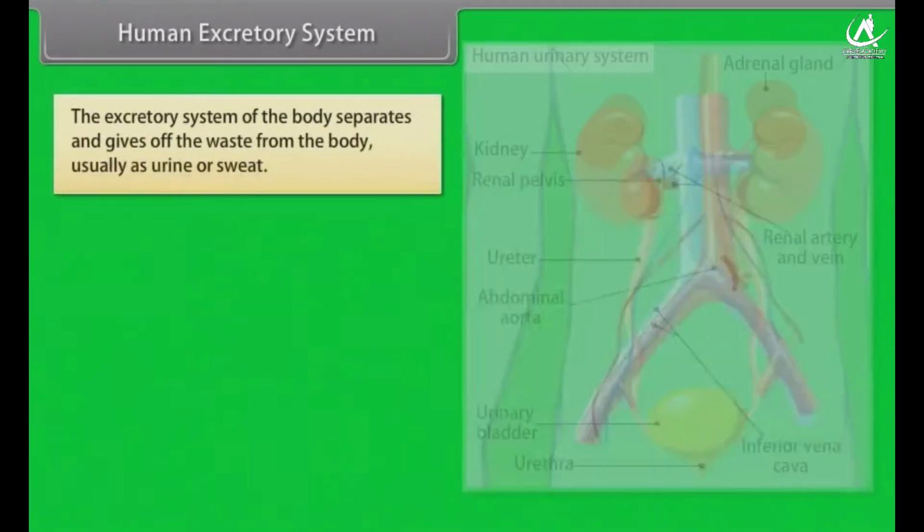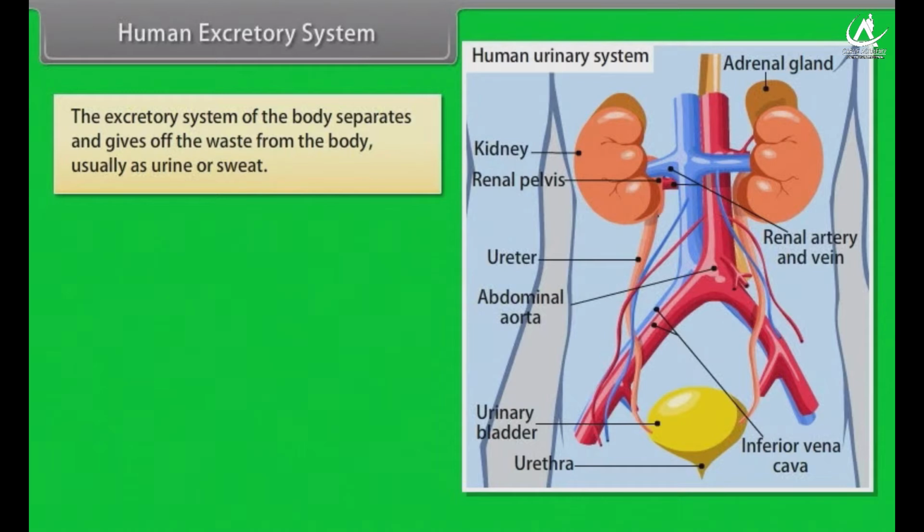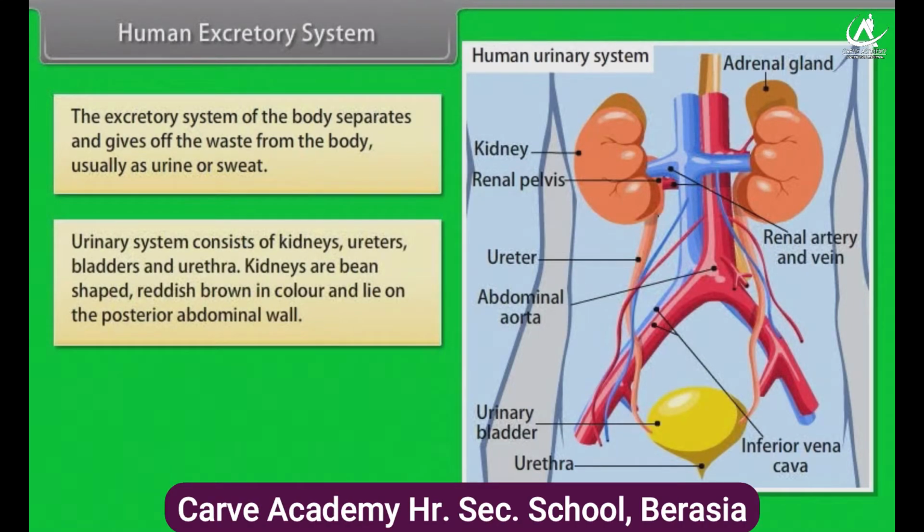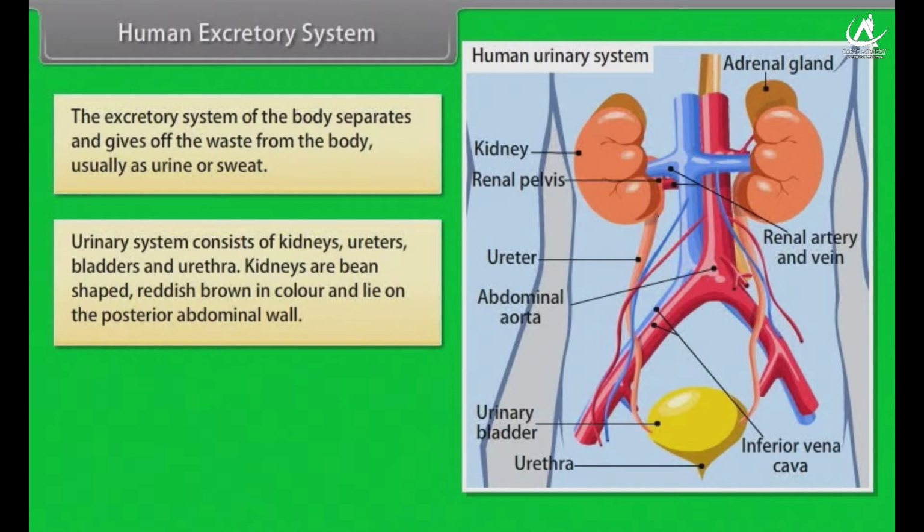Human excretory system. The excretory system of the body separates and gives off the waste from the body, usually as urine or sweat. Urinary system consists of kidneys, ureters, bladder and urethra. Kidneys are bean-shaped, reddish-brown in color and lie on the posterior abdominal wall.